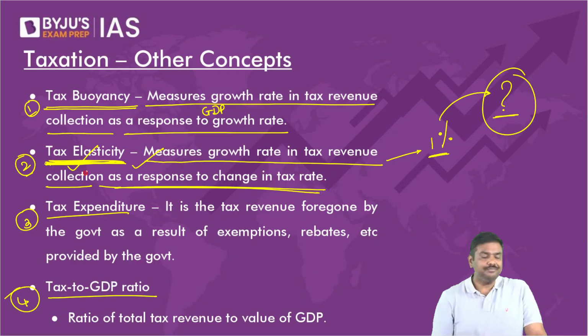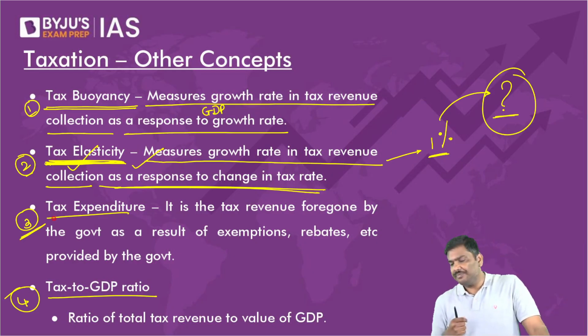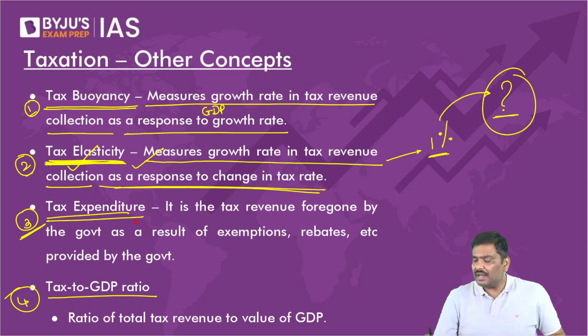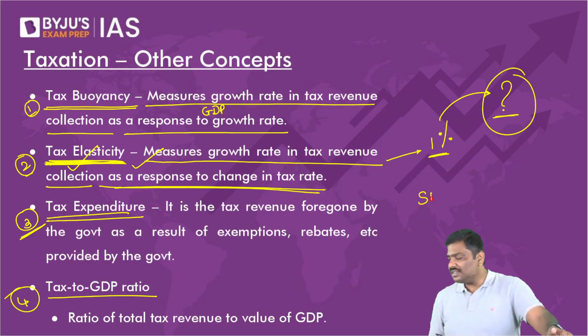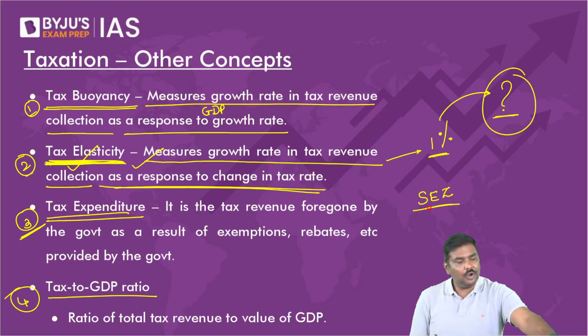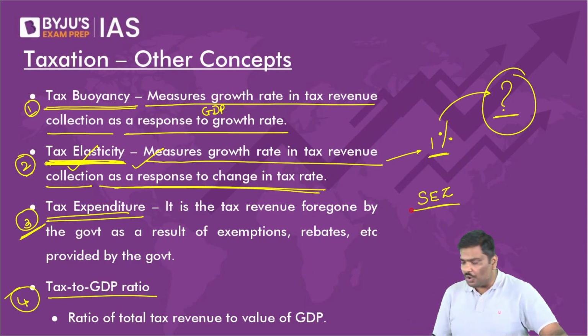Come to the third one here. Serial number 3, tax expenditure. What do you mean by tax expenditure? Let me give a very simple example. Earlier example only, SEZ. Do you remember SEZ? Special Economic Zone.